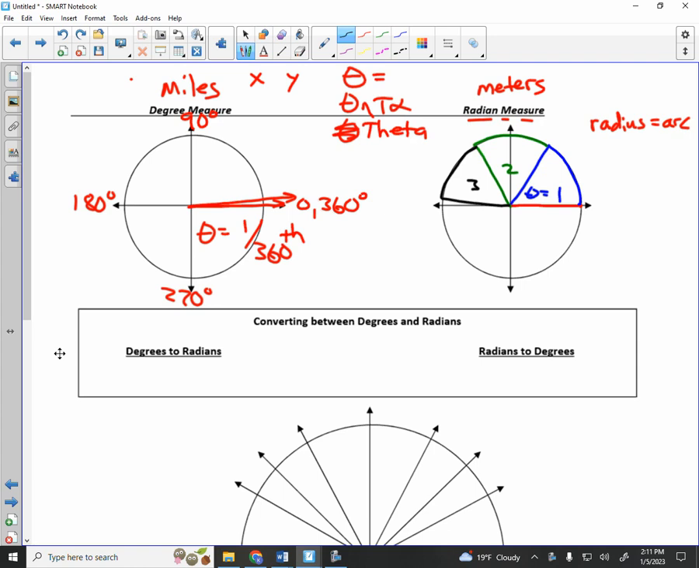What's a number that's just a little bit more than 3? 3.14. There's exactly pi of them that fit in 180 degrees. We'll pick up there tomorrow. Have a good day.